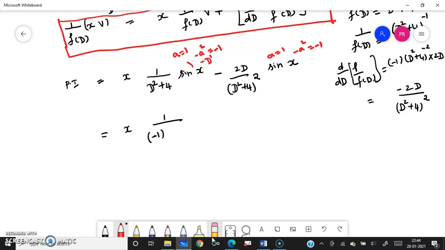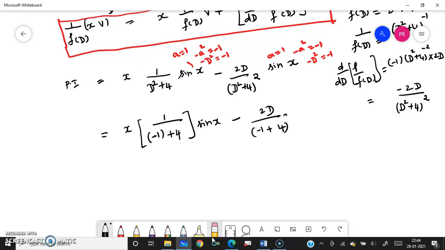Minus d square equal to minus 1. Here also minus d square is minus a square, that is minus 1. So this will become minus 1 plus 4 times sin x minus 2d. Again d square is what? Minus 1 plus 4 the whole square, then to sin x.